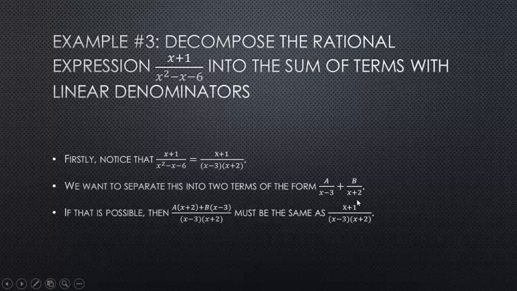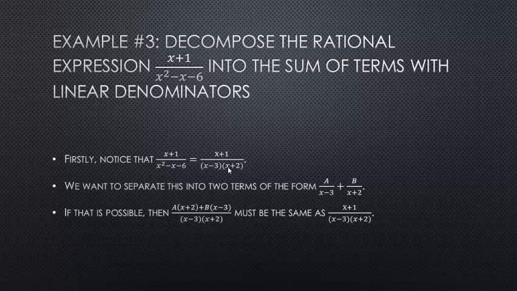However, if I were to work backwards, to add 2 fractions, I would get common denominators. So I would multiply A by x plus 2 and B by x minus 3, as you see here, over the product of those prime denominators. This sum, I don't know what A and B need to be, but I know that this must be equivalent to what I started with if this is even possible.